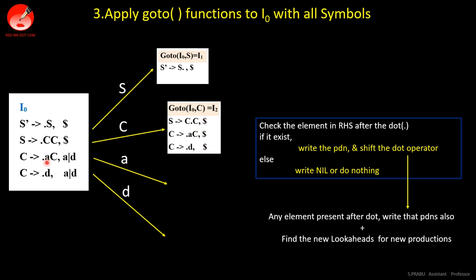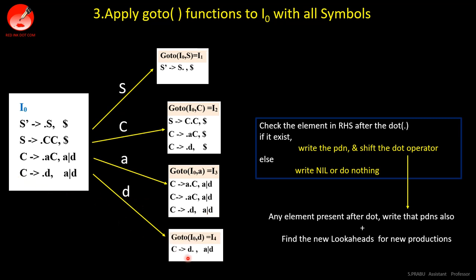In this case, small a is there, so I write C tends to a dot C and write the same look-ahead symbol here. After the dot, capital C is there, so I write these two productions and find the new look-ahead. This production can be formed from this capital C. The follow elements are a and d, so I write a and d as the look-ahead symbol. These productions can also be formed from this capital C. The follow elements are a and d, so I write a and d here. In this case, I write C tends to d dot and write the previous look-ahead here.